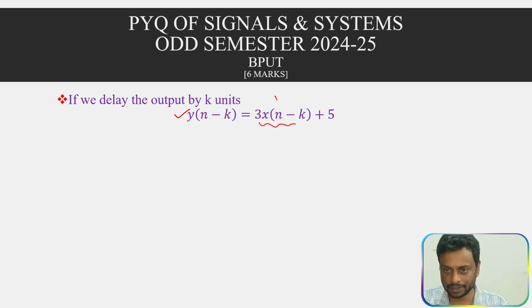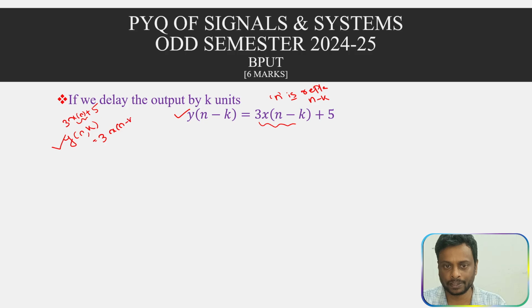So in this case, the n will be replaced by n minus k. Y of n comma k means the input is delayed: wherever there is input, only delay that input by k samples. That is the y of n comma k. So that is the 3 of x of n plus 5. This is input, and this input is delayed by k samples. So that is the y of n comma k.